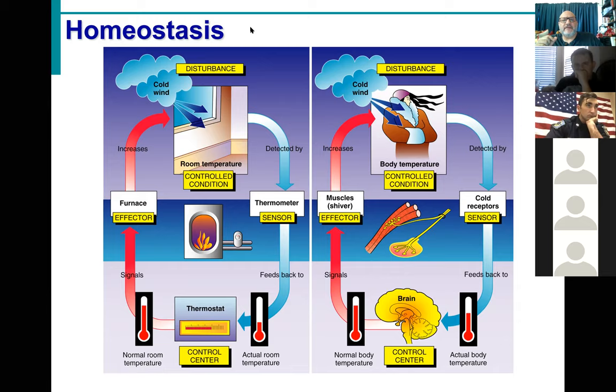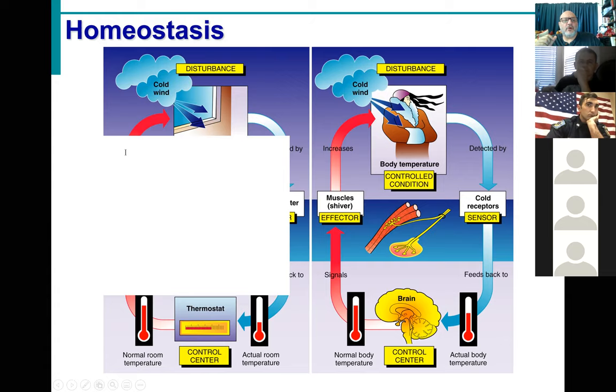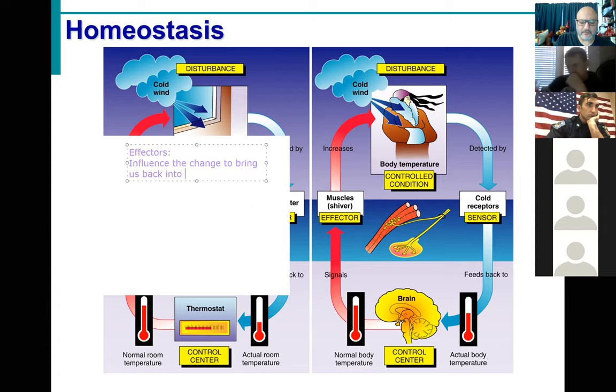so we can talk a teeny bit more about effectors. Again, remember the job of the effectors is to influence the change to bring us back into balance. And not everything in our body can be effectors. One of the effectors, as we can see here, is skeletal muscle. That skeletal muscle makes us shiver, and that shivering brings our body temperature back up.